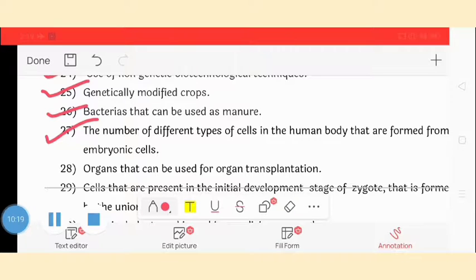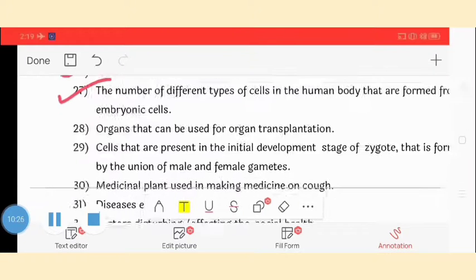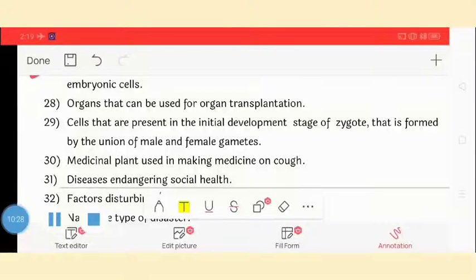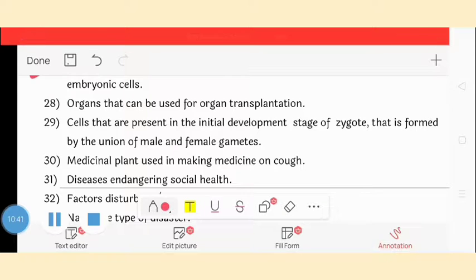28th question: Organs that can be used for organ transplantation. The organs used for organ transplantation are liver, kidney, heart valves, skin, eyes, pancreas, and bones.